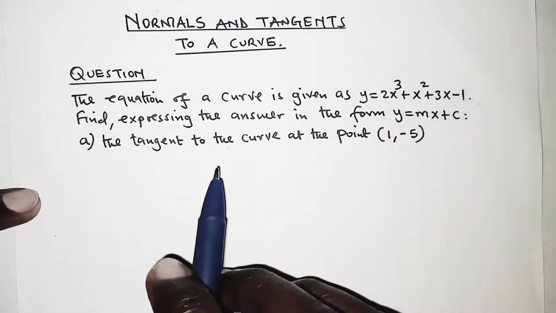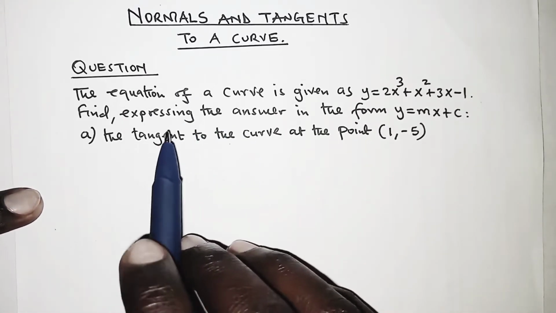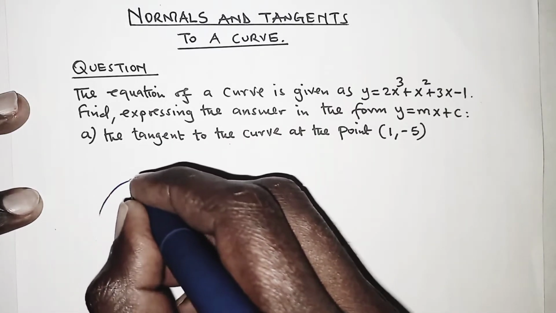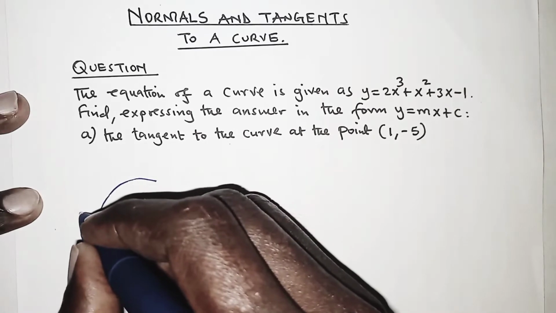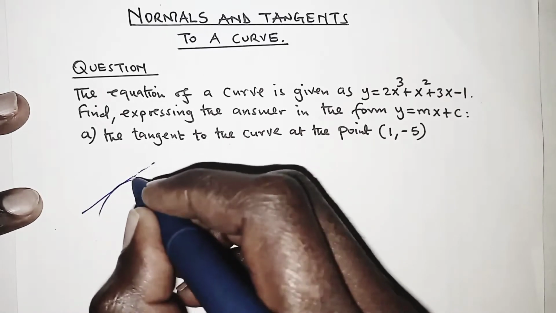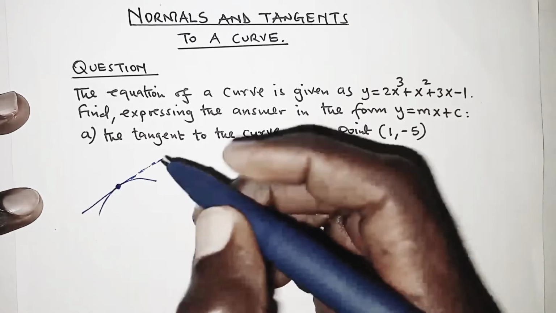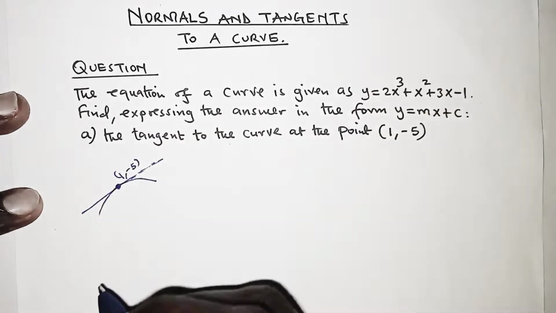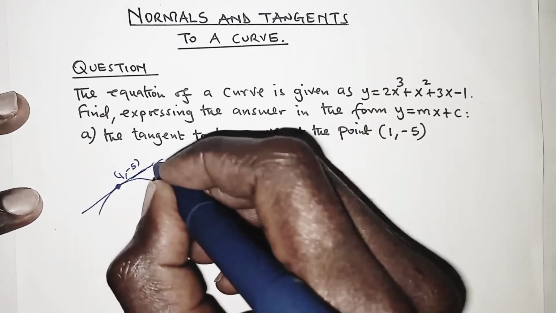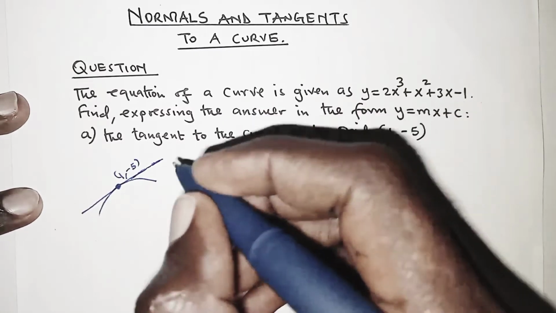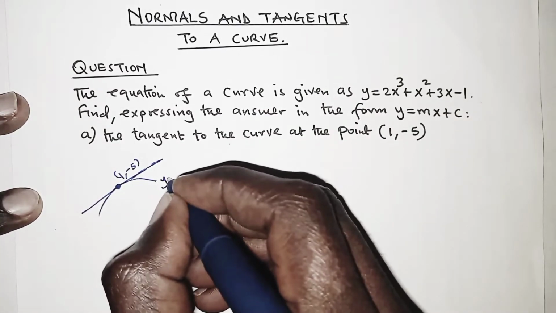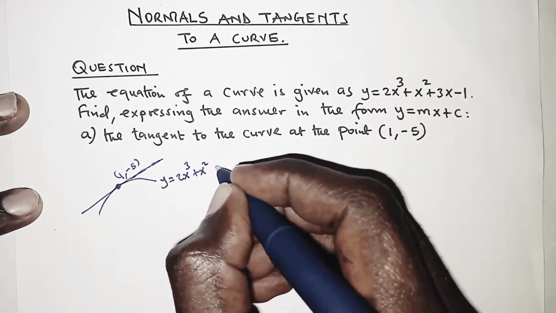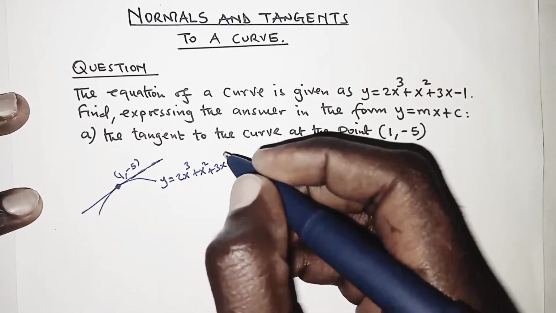So the first thing we need to do here is to have a sketch. Now we are told that we have a curve, and then we have a line tangent to the curve at a point, and that point is (1, −5). So what you're required to do is to get the equation of this line here. So the curve is represented by y = 2x³ + x² + 3x − 1.